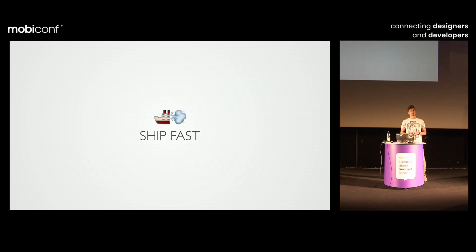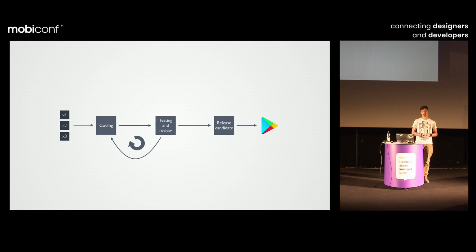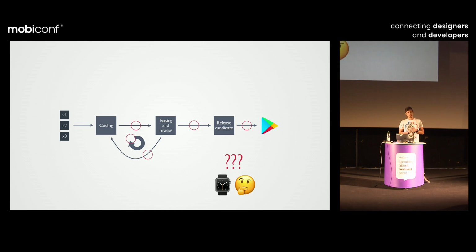So what should we do to ship fast? First of all, we need to identify and understand the delivery process. And in most cases, it looks like this. We have a coding phase, we have testing and reviewing, and we are going live. But usually, what is the most important is written between the lines.